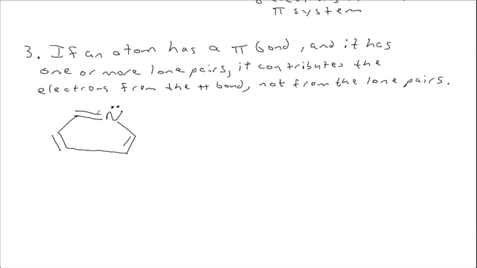So let's count the pi electrons here. It turns out that in this case, there are 6 pi electrons. 2 from this pi bond, 2 from this pi bond, and 2 from this pi bond. The key is we don't count the lone pair.